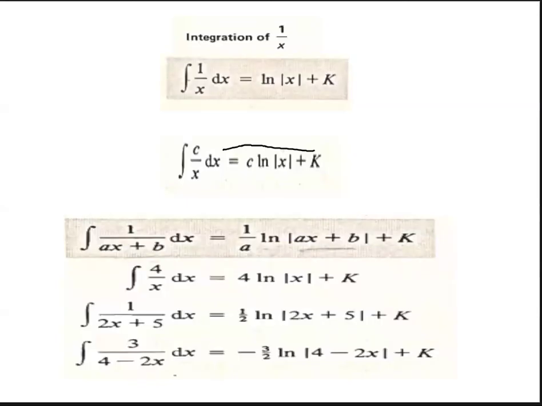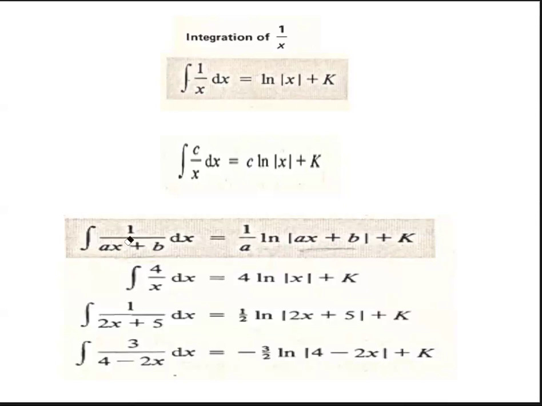Good. So look at this one. The integral of 1 over x is simply ln x, right? Simple as that. Of course, if you have maybe a c there, the answer is going to be c ln x. And of course, you got to put your k, right? Always got to put your k. So that's another standard formula, right?